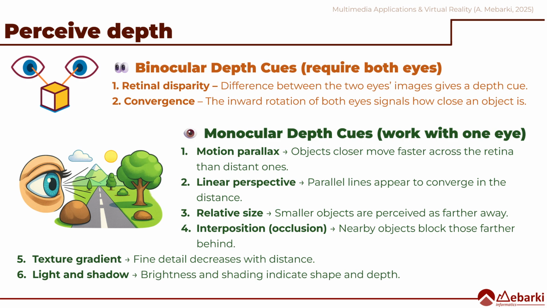Texture gradient. Distant textures appear smoother. For example, grass looks detailed nearby but blurry far away. Shadows and light. Lighting indicates shape and position, making a sphere appear 3D. Together, these cues allow us to perceive depth even on flat screens or photographs, complementing stereoscopic vision for a rich spatial understanding.